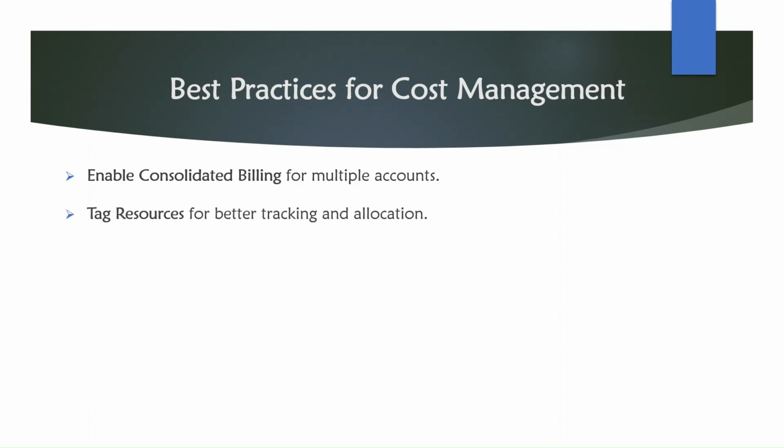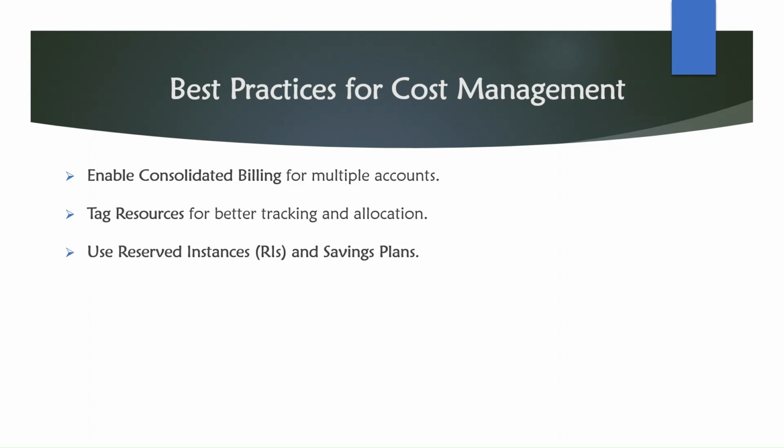Tag resources for better tracking and allocation. Tagging resources allows you to categorize and track costs based on specific criteria such as project, department, or environment. With proper tagging, you can generate detailed cost reports and allocate cost accurately to the correct team or project. This helps in understanding resource usage and identifying areas where spending can be optimized.